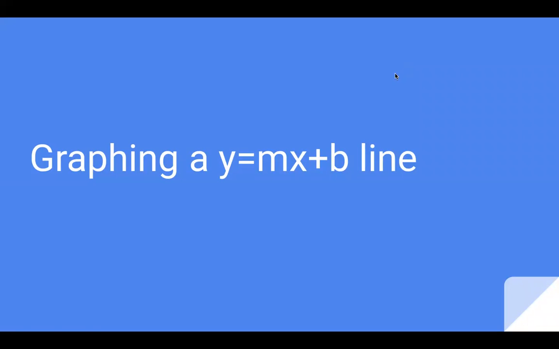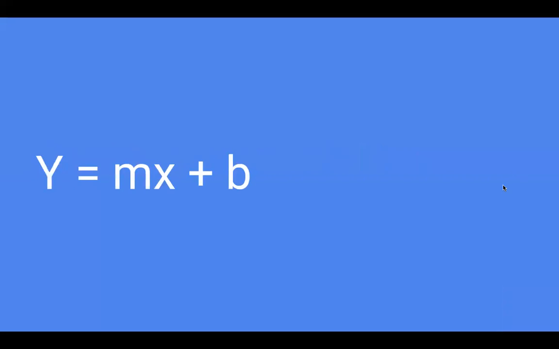Everyone, today we're going to be learning how to graph a line in y equals mx plus b form. First, I'll explain a little bit about y equals mx plus b. The y is where the y point of the ordered pair would be. We know that the ordered pair goes x comma y, so the y is that y spot.